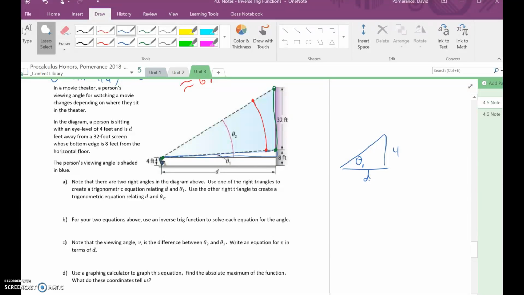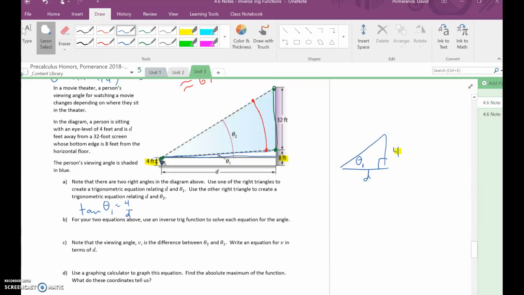Where did this 4 come from? It says 8 here, but it says 4 right here. Well, the 4 came from 8 minus 4. Okay, so that's going to give us the top half of that distance. So anyway, we've got ourselves a tangent problem. Tangent of theta 1 equals 4 over D. Let's see, that's a right angle. Don't forget about that. And then do the same thing with theta 2.